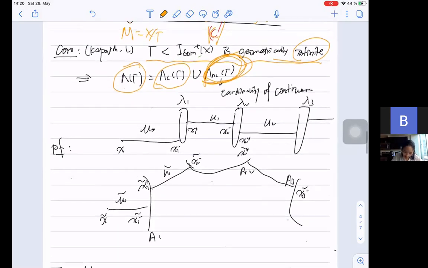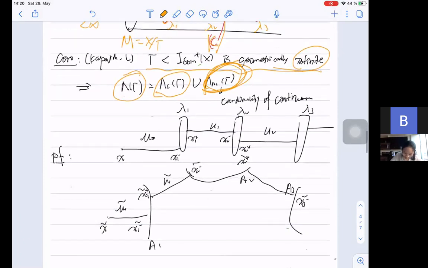How do we see that? So the proof actually is very simple. Let's just briefly talk about the idea of the proof. So we have a sequence of escaping geodesics here denoted by lambda 1, lambda 2, and lambda 3, etc.